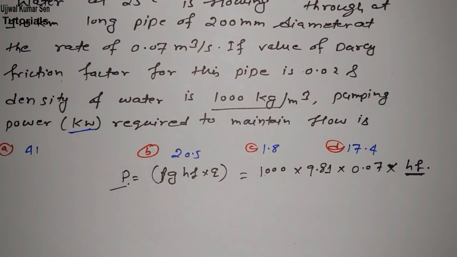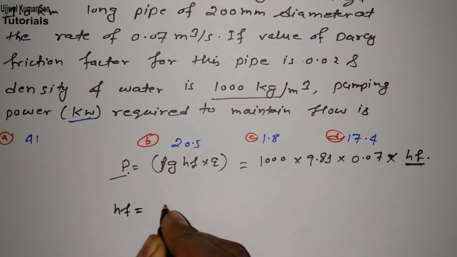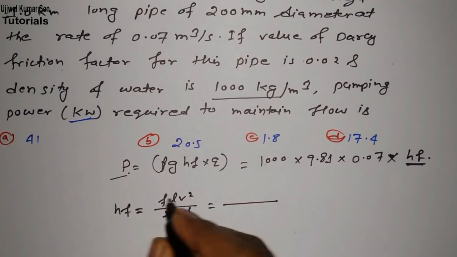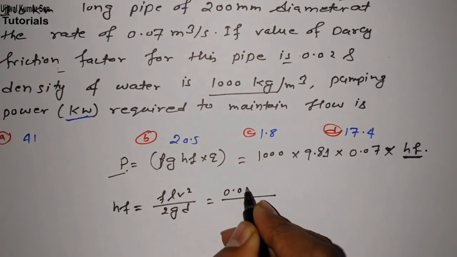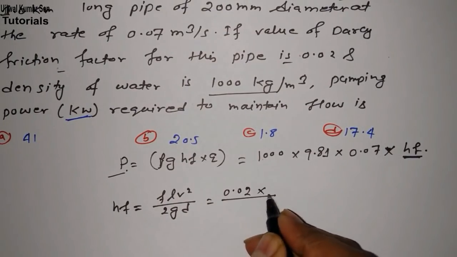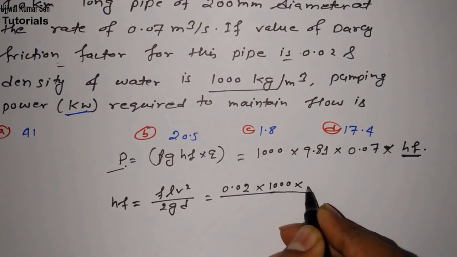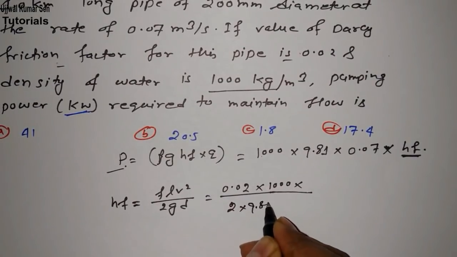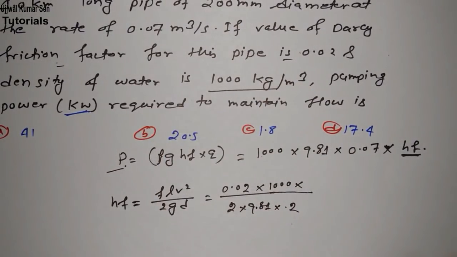Now this is hf here. How do we find hf? We need to understand that hf is f L v square by 2 g D. Now what is f, the friction factor? They have given the friction factor, 0.02. Now L, the length, is 1 kilometer, that means 1000 meter. Units play the most important role, remember that. Now 2g is 9.81. D they have given, yes, it's 0.2 because it is 200 mm.